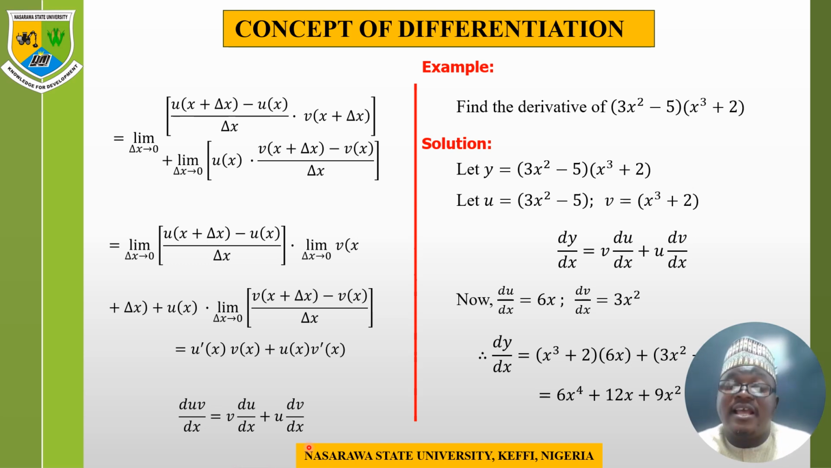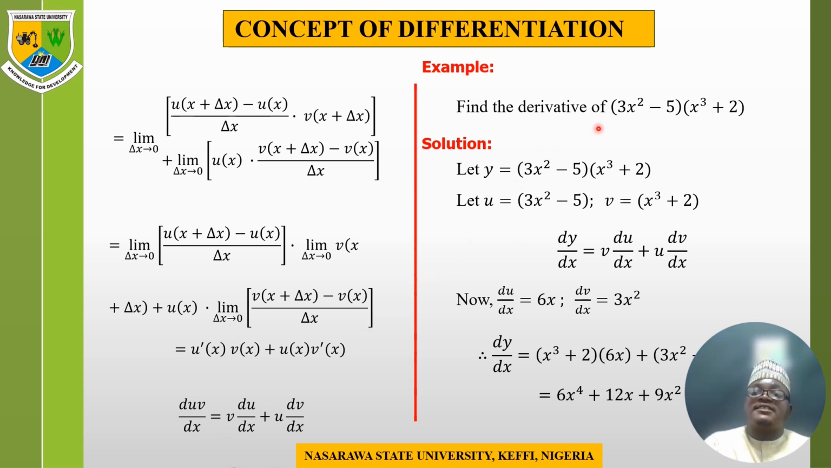Because initially we said that u and v are functions of x. After taking that, you take the limit. You cancel the terms that you are going to cancel, and you are going to arrive at this. This is the formula for the product. Then let us have another example using this formula.